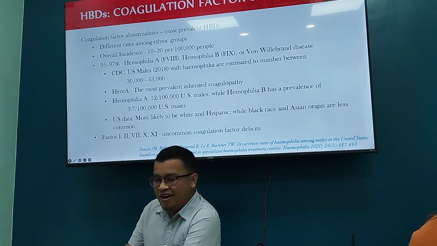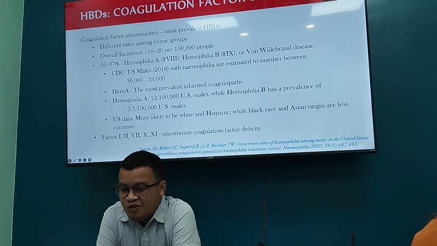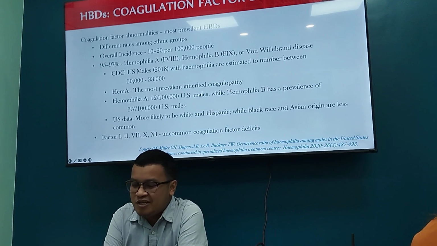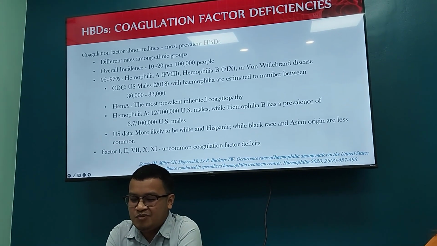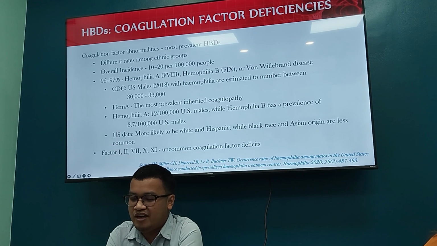Alright. Continuing, the most prevalent hereditary bleeding disorders are coagulation factor abnormalities, which have different prevalence rates among ethnic groups.